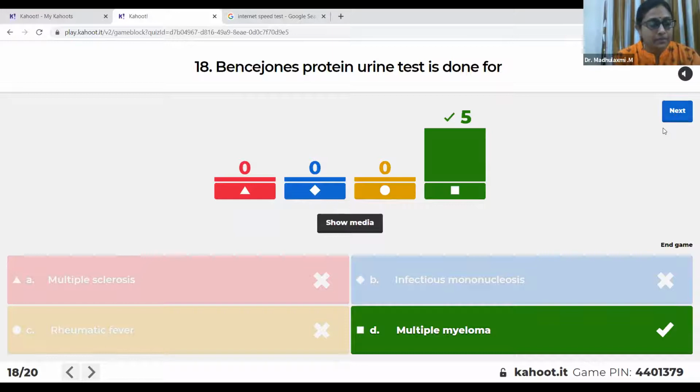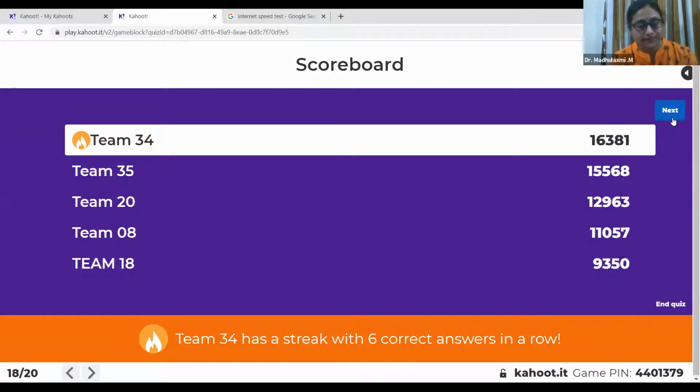It is done in multiple myeloma, and Bence Jones protein is nothing but monoclonal globulin protein light chain. It's also found in Waldenström macroglobulinemia. Scoreboard. Team 34, 35, 20. Same statistics. And we move on to the 19th question, last but one.